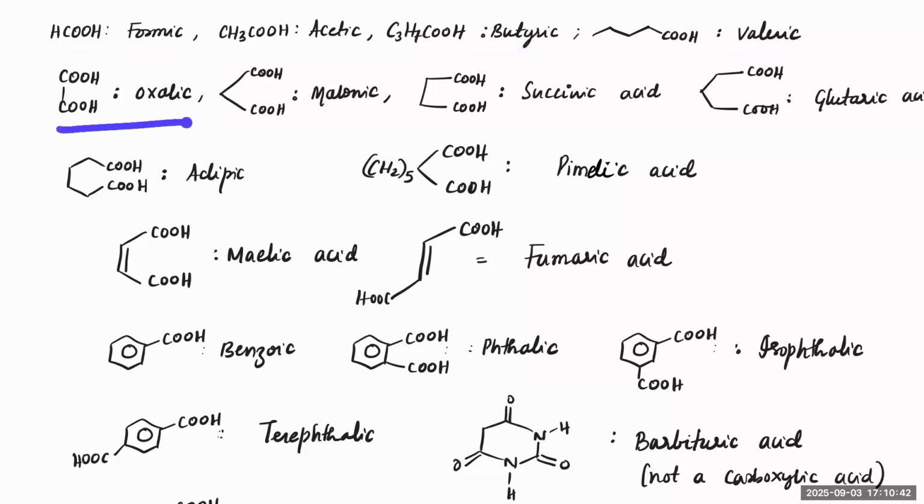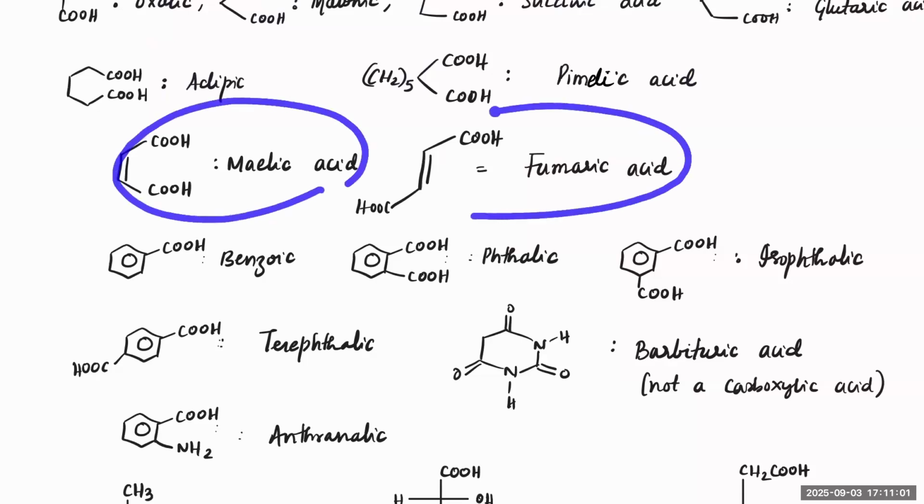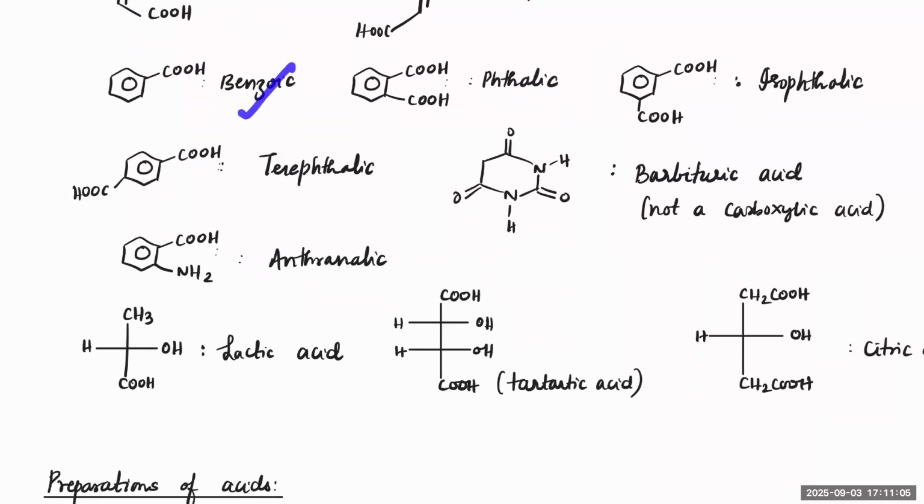2 COOH groups, oxalic, then malonic, succinic, glutaric, adipic, and pimelic. So you can see all up to 7 carbon atoms. If you compare, we have the last one being pimelic acid. Then we have maleic acid. After that, we have fumaric acid. Then we have benzoic acid. This is benzoic acid. If you have 2 COOH, phthalic acid.